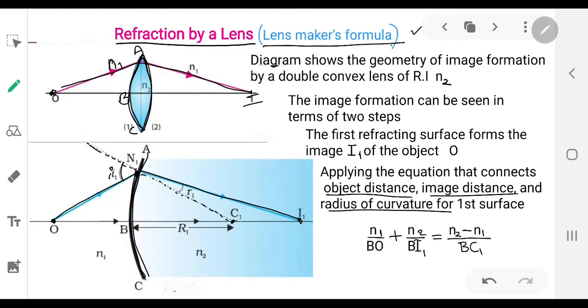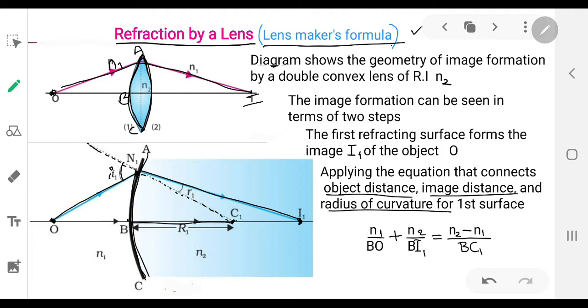Here in the first refracting surface, the object is in the rarer medium N1, so N1 divided by object distance BO, plus the refractive index where the image is formed, the denser medium N2, divided by the image distance. Let this refracted ray form the image at I dash, I1. So BI1 is the image distance, equal to N2 minus N1, the difference between the two refractive indices, divided by the radius of curvature of that refracting surface. BC is the refracting surface.